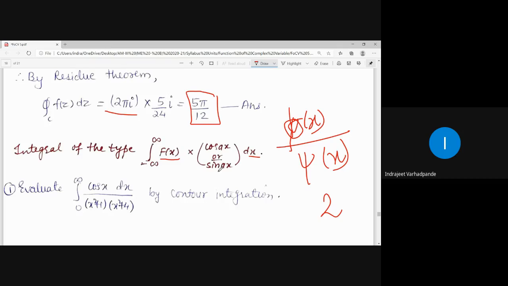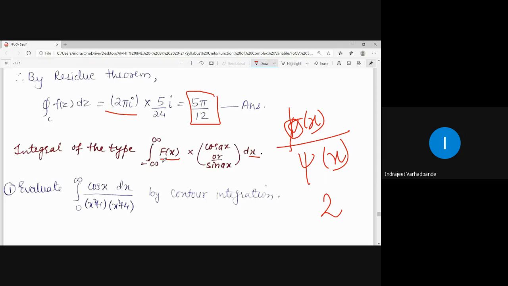Here they are simply saying that it will be multiplied by a certain trigonometric term, either sin ax or cos ax. Okay, so in such a case that condition is nullified. So take one example of how it is to be simplified.